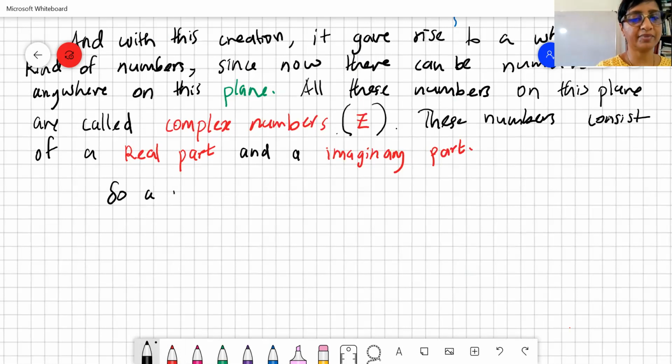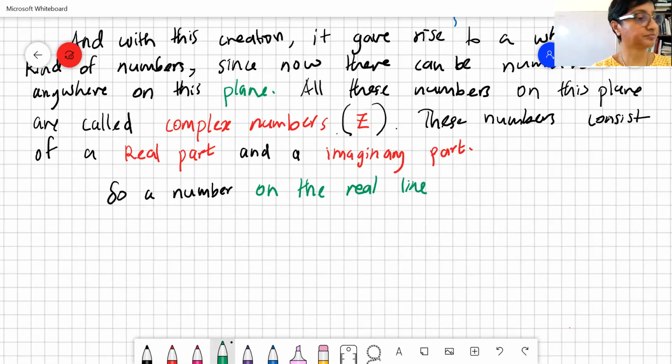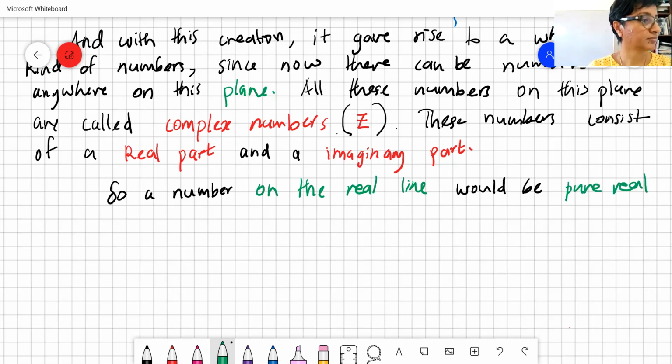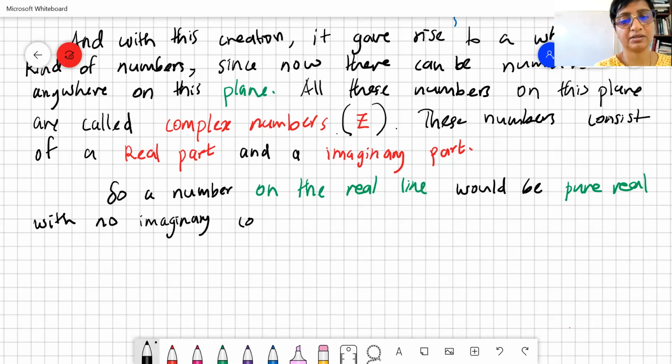So a number on the real line would be pure real, pure vanilla. No contamination of imaginary, like pure real, right? Will be pure real with no imaginary component.